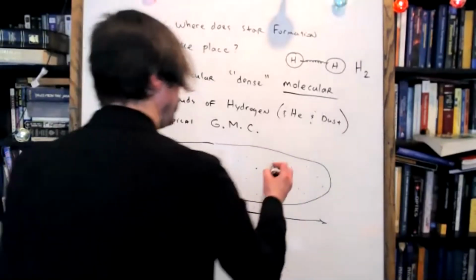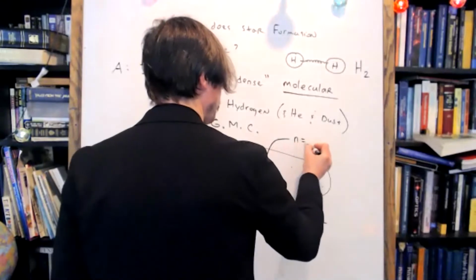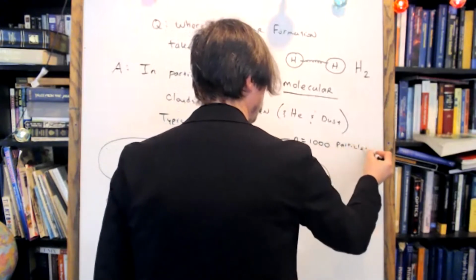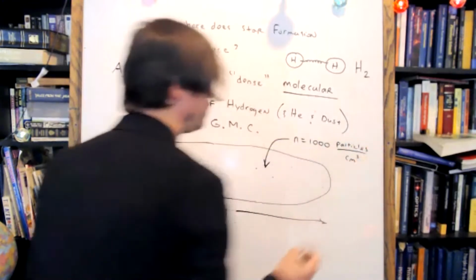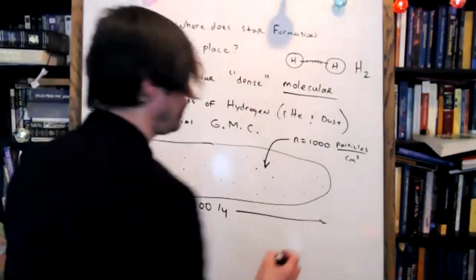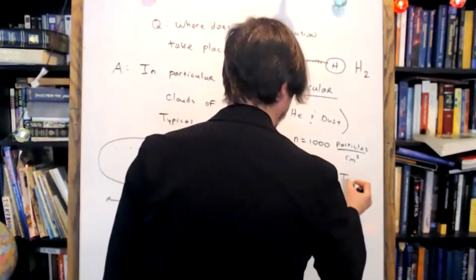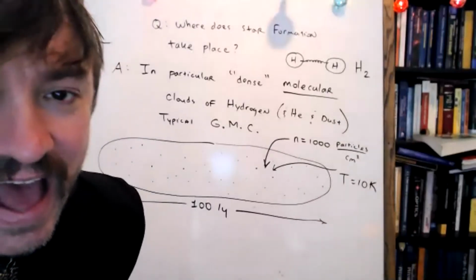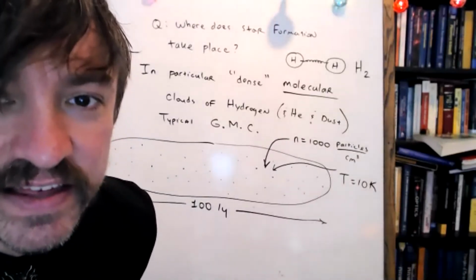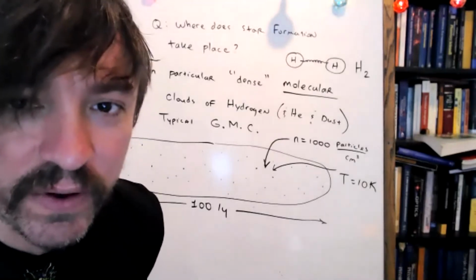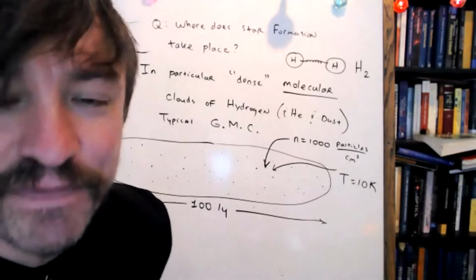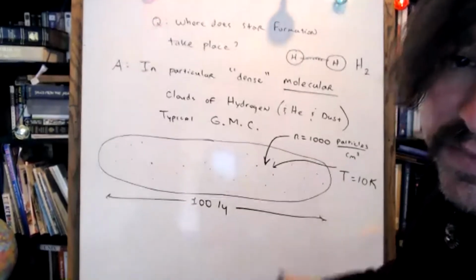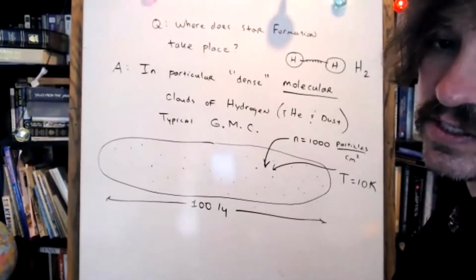So usually, the number density in here is 1,000 particles per centimeter cubed. And in here, the temperature is 10 Kelvin. 10 Kelvin means this gas is 10 measly Celsius degrees above absolute zero. This gas is cold AF, as the kids like to say. Okay, but we're talking about outer space here, right? It's reasonable that gas would be super, super, super cold in outer space.